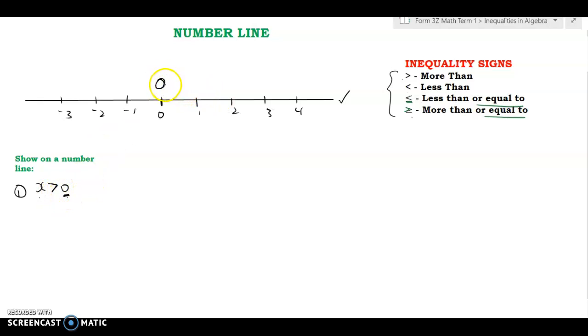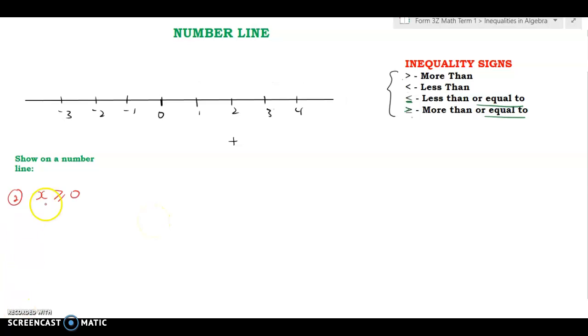Greater than 0 would mean that it will be these values here. It will be 1, 2, 3, 4, a million, etc. But I will just draw my line going over the rest of my positive number line, and I will put an arrow on the end. And that, everybody, is how I do the number line for a simple question like this. Now, let's move on to another one.